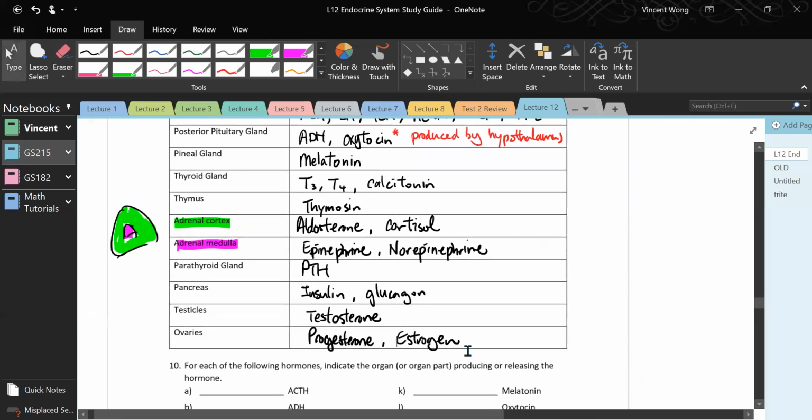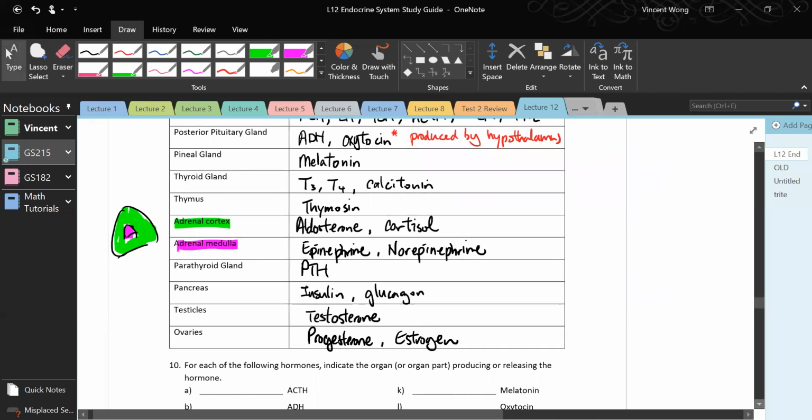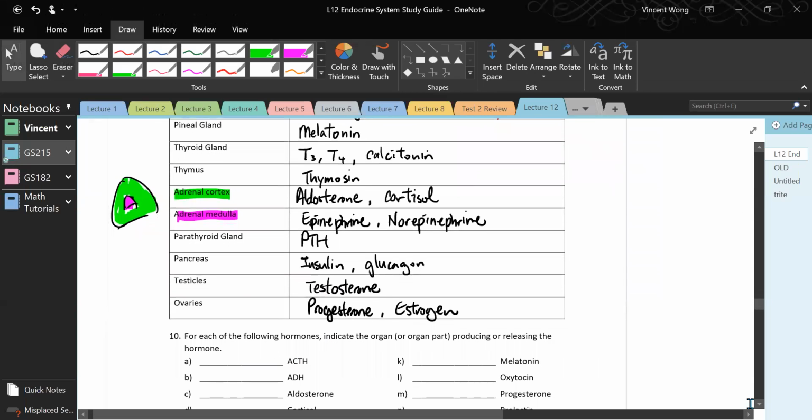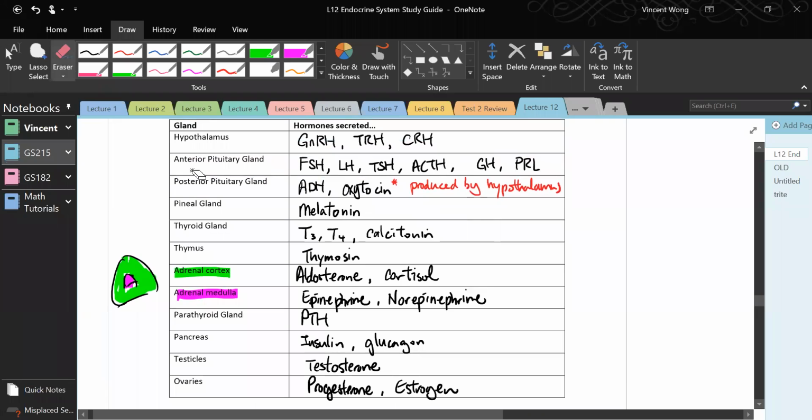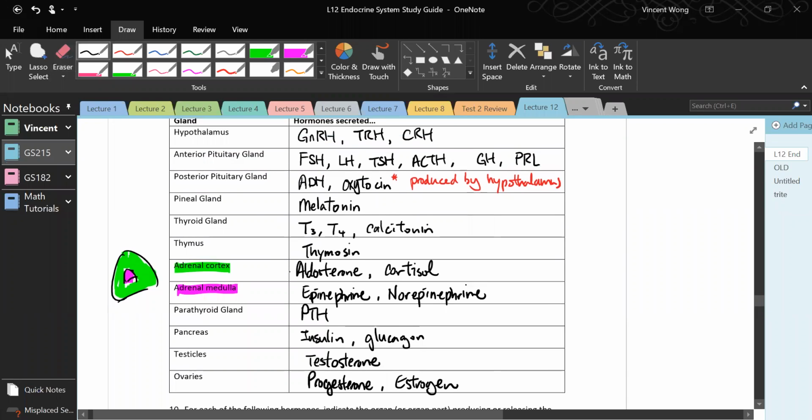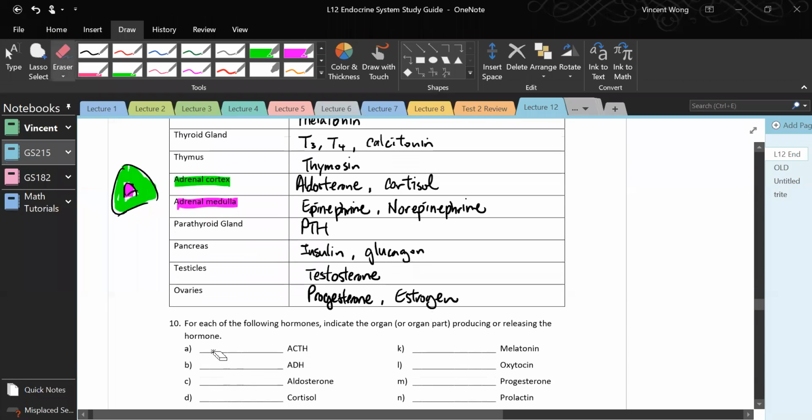Now, I'm not going to do the next part. You should do that yourself. It's the backwards. It's asking you, where does ACTH come from? Well, you just look it up here. ACTH comes from anterior pituitary gland. So you write anterior pituitary gland. Go through this exercise yourself.